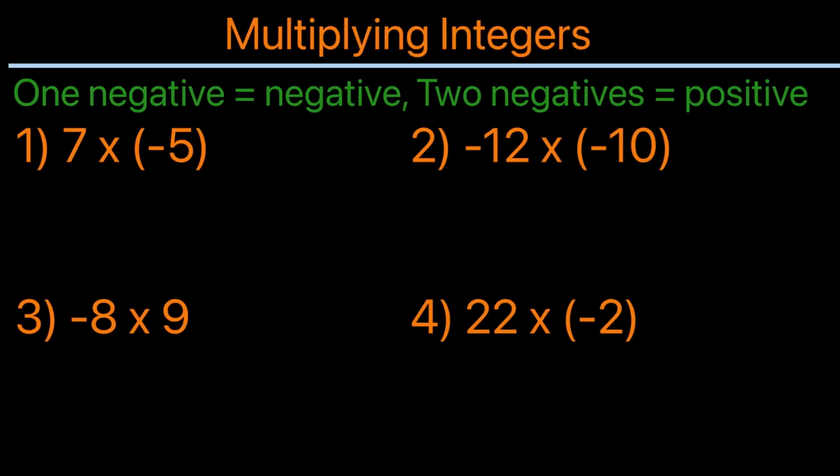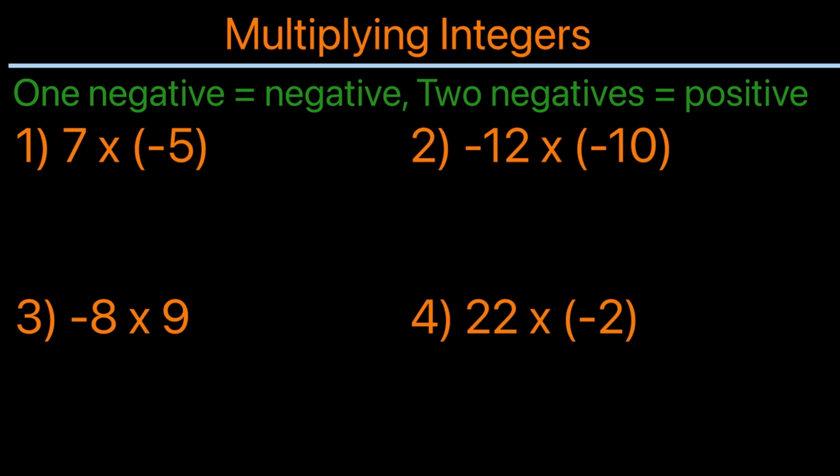When multiplying integers, depending on if the integer is negative or positive, the outcome will be different. If the multiplication involves one negative integer, then the answer will be negative. If the multiplication involves 2 negative numbers, then the answer will be positive. Below are 4 examples, and we'll be going over each one of them.